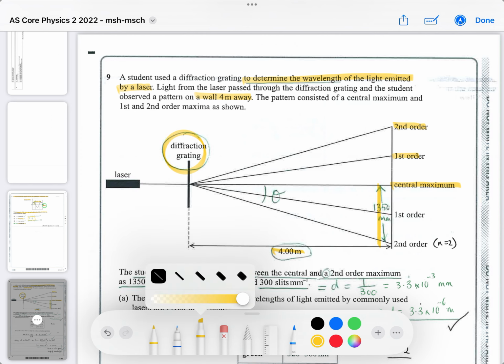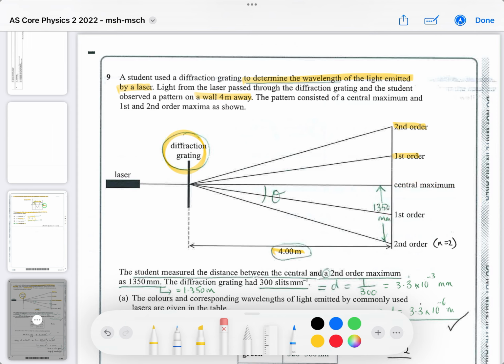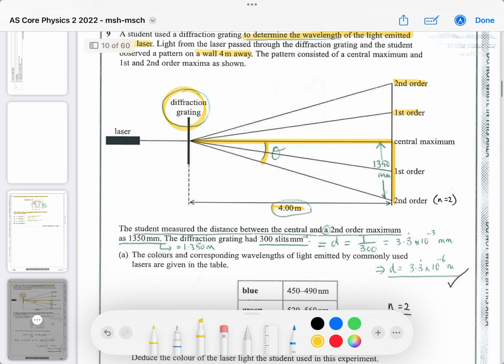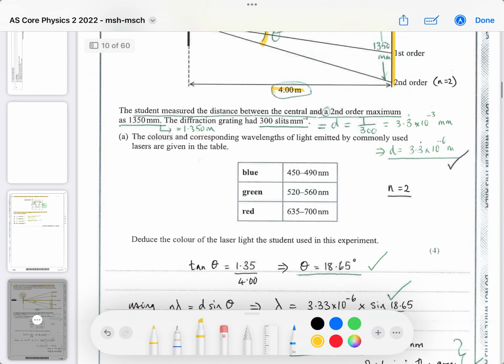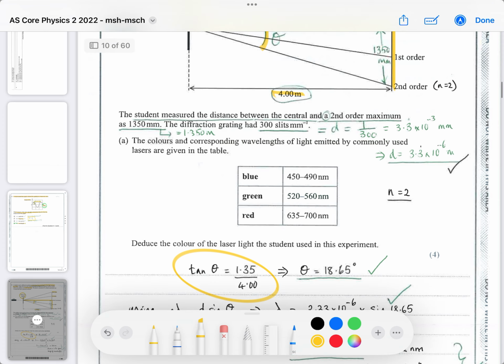So let's draw that again. 1,350. So we know this side, we know this side of a right angle triangle, and we know this side of the right angle triangle. So we can work out theta using tan theta. So tan theta will be the opposite, 1.35 meters, that's the change in millimeters into meters, divided by 4. Gives you the theta of 18.65 for 1 mark.